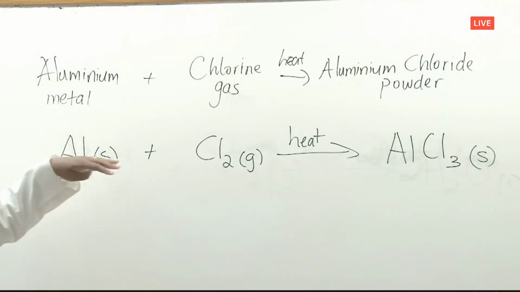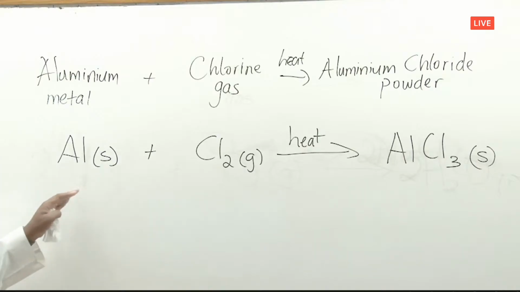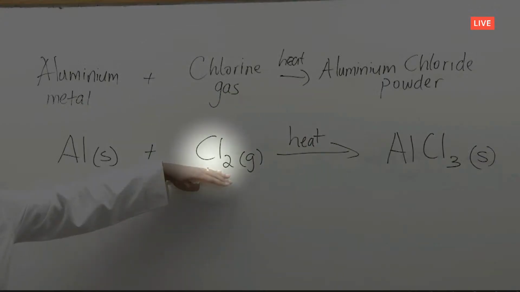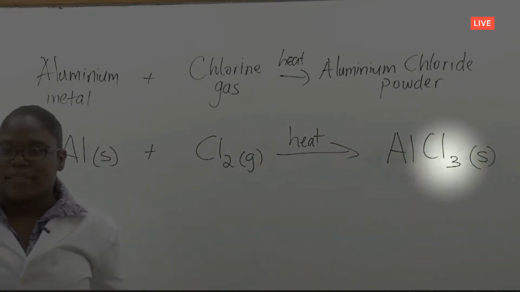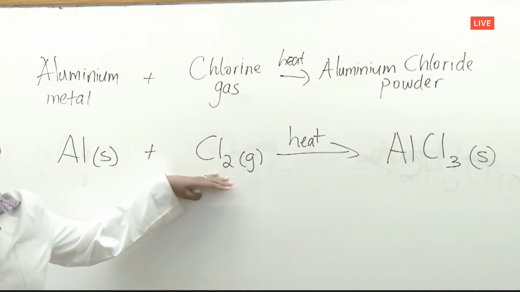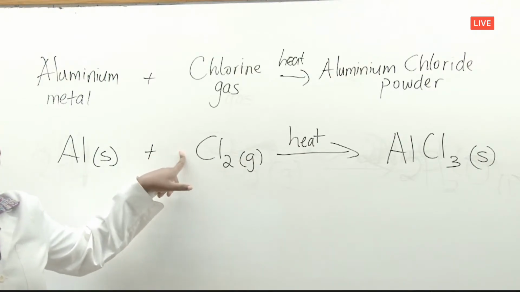1 aluminum here. 1 aluminum here. Aluminums are happy. 2 chlorines here. But hello, 3 chlorines there. Can I make this 2 into a 3? Remember, we're multiplying. Is there a number I can place here to make this 2 become a 3? Absolutely not. We got to try something else.